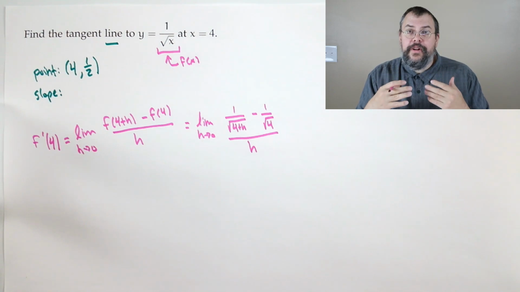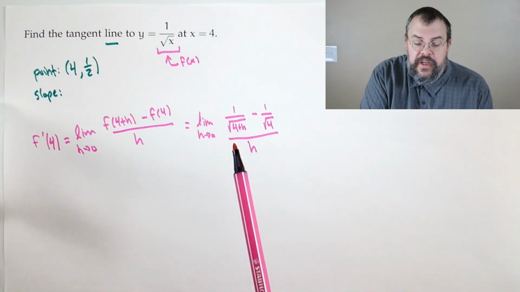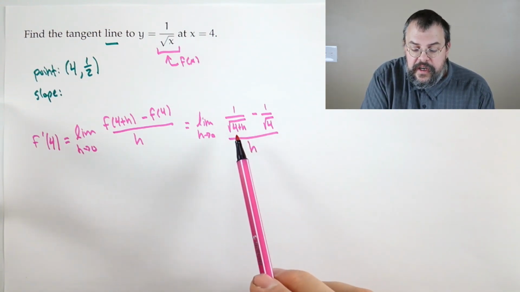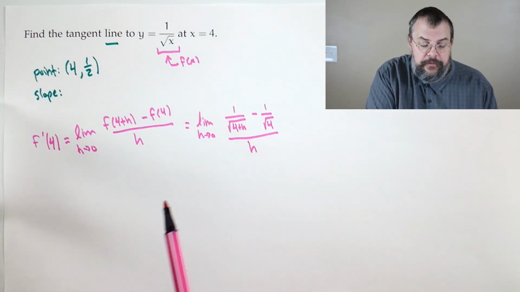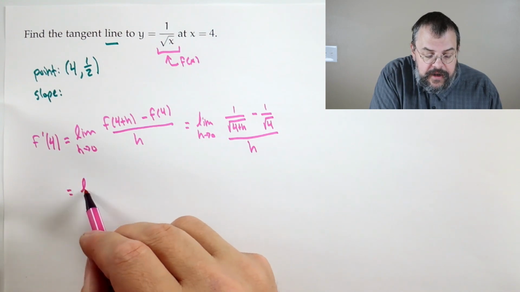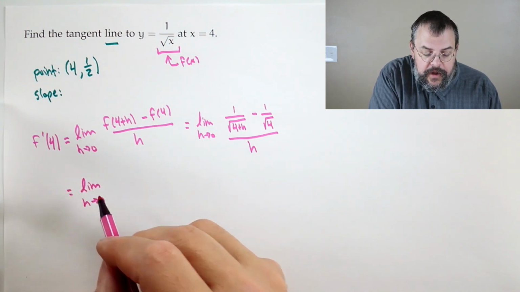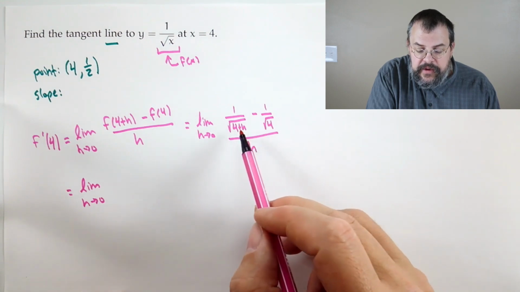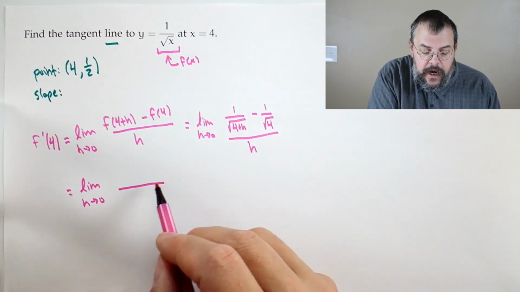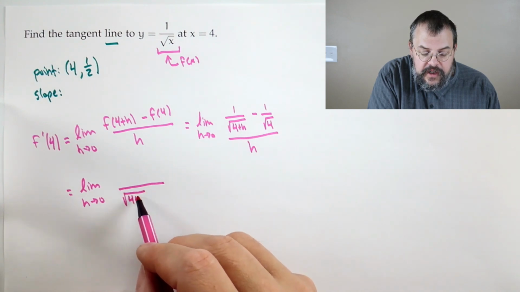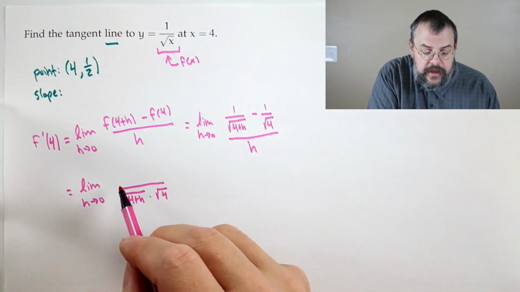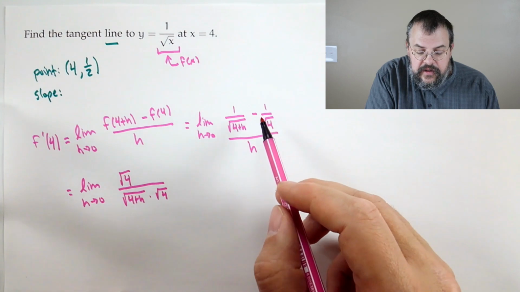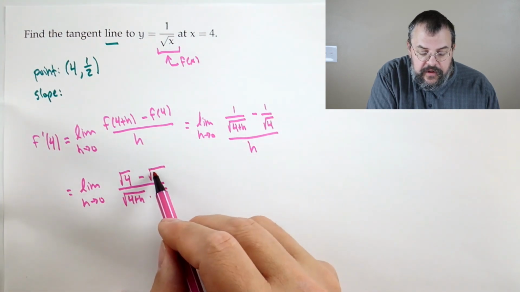So we start thinking, what are some things we can do to help us do the work? Well, we see that there's a difference upstairs of fractions. So the natural thing to start by doing is to put these together. In other words, we're going to get a common denominator. Upstairs, the common denominator would be what you would get when you multiplied them together. So our common denominator is the square root of 4 plus h and the square root of 4 multiplied together. The first term you'd have to multiply by square root of 4.